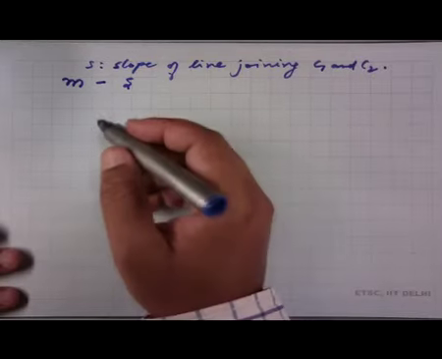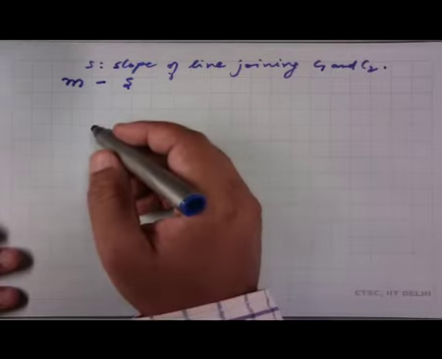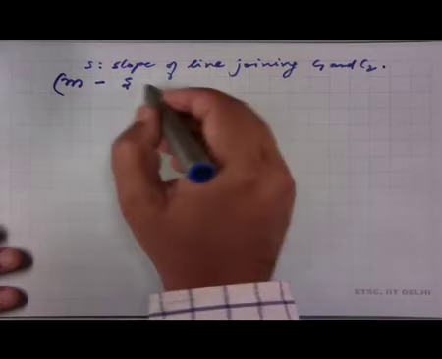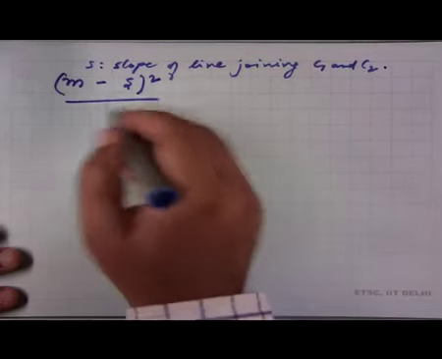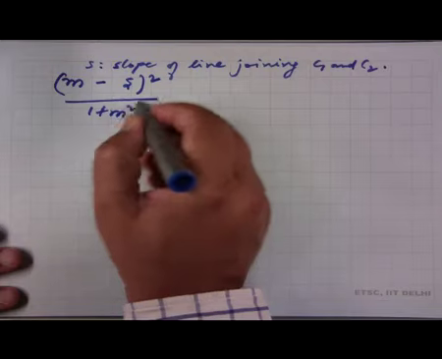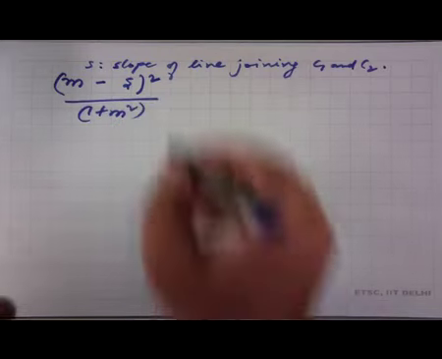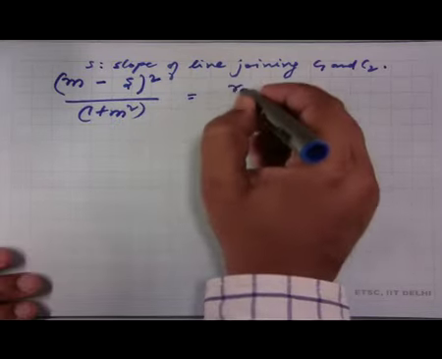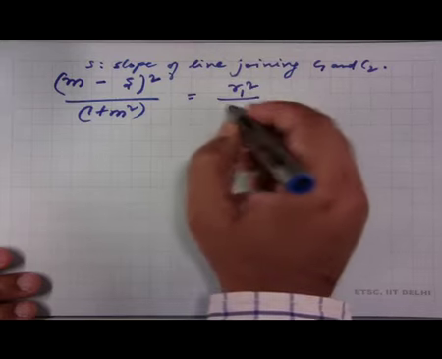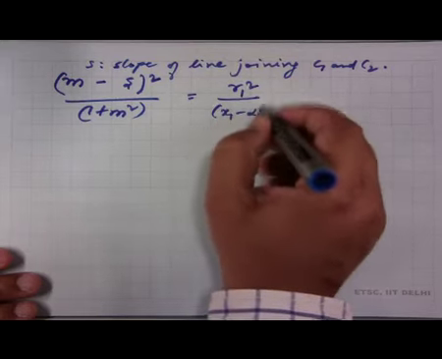So, we get m minus S whole square by 1 plus m square is equal to r1 square by x1 minus alpha whole square.